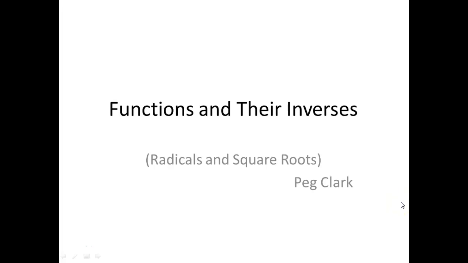Okay, class, this is a quick review of functions and their inverses. The particular problem that I picked here is very similar to what you will see on the test. So take lots of notes. If there's anything at all that you don't understand, go see a teacher today for tutoring or see me in the morning. I'll be tutoring on Friday morning.